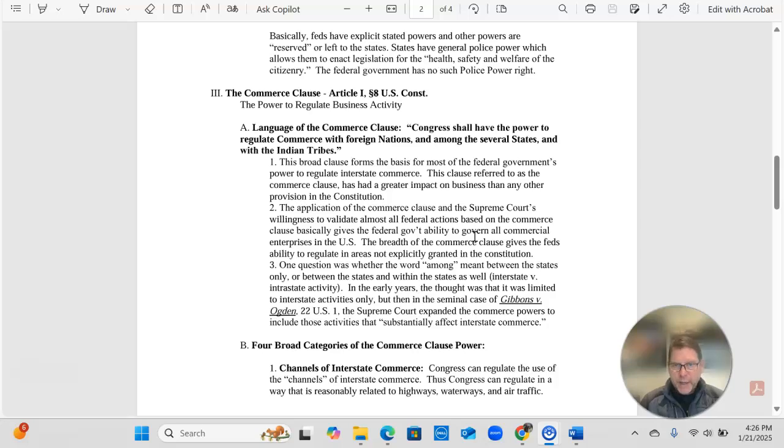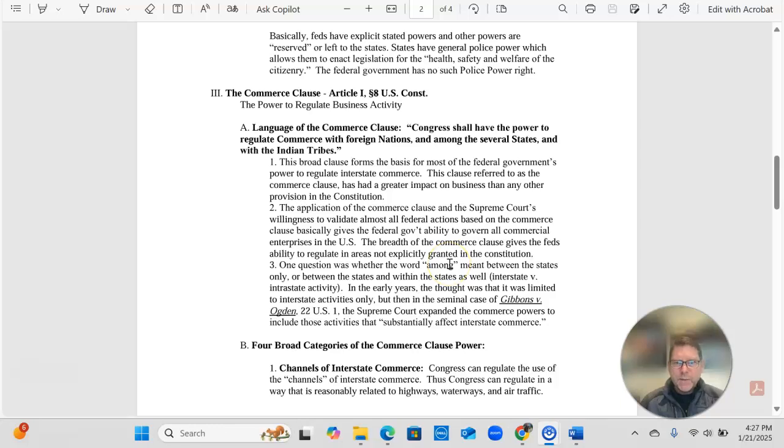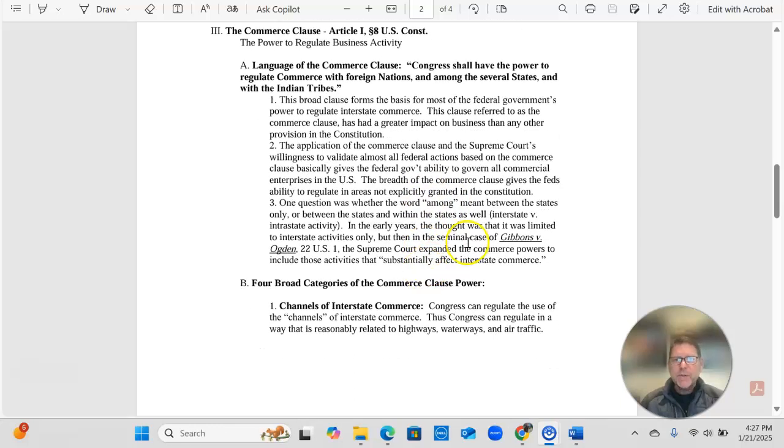This clause, as I said, referred to as the Commerce Clause, has had a greater impact on business than any other provision in the Constitution. So as we consider this clause and the Supreme Court's analysis of this language, remember when we talked about primary sources of law in the first lecture, we said we have to find the law.